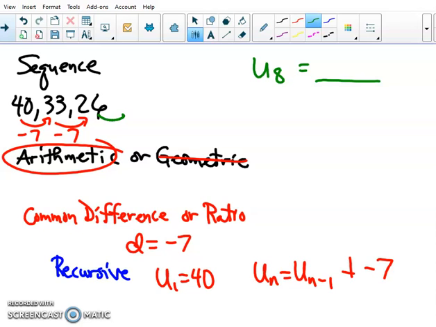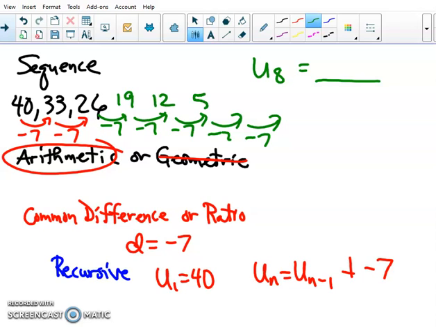For the 8th answer, we're going to continue to subtract 7 5 more times. You can think about whether there is a faster way to get there. So if I subtract 7 here, I'm going to get 19, 12, 5, -2, -9. So U sub 8 is going to be -9.